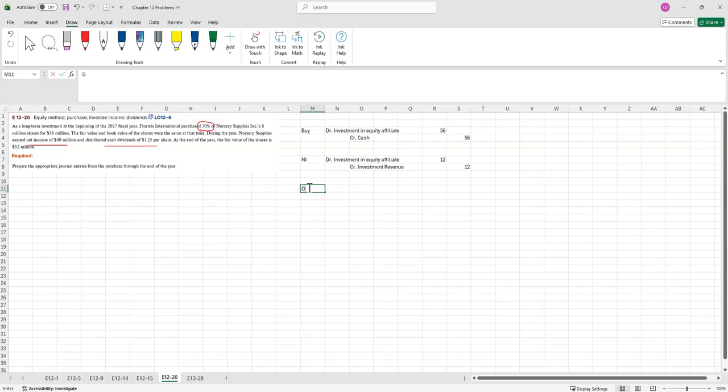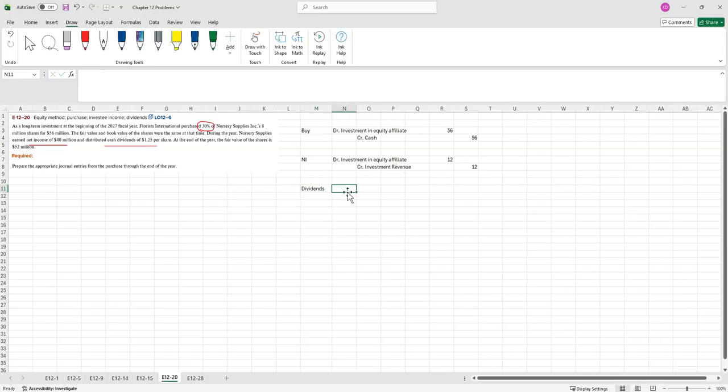We also have to account for the dividends. The dividends themselves aren't going to be income. Instead, they're going to reduce our investment. So we debit cash for the cash dividends, and then we credit investment in equity affiliate for the dividend amount. So in this situation, there were 8 million shares.